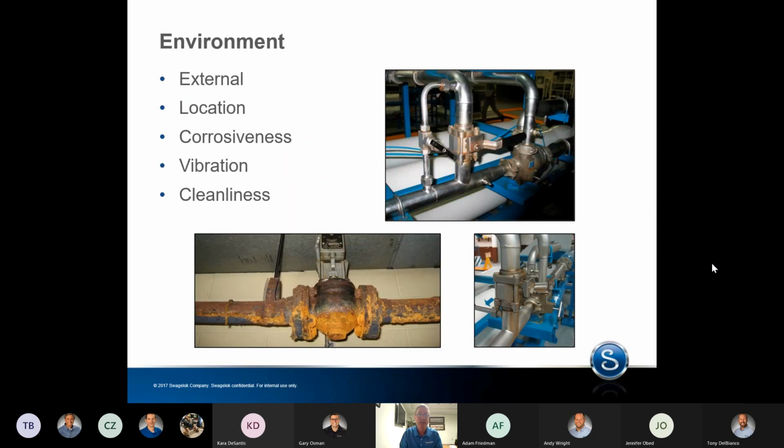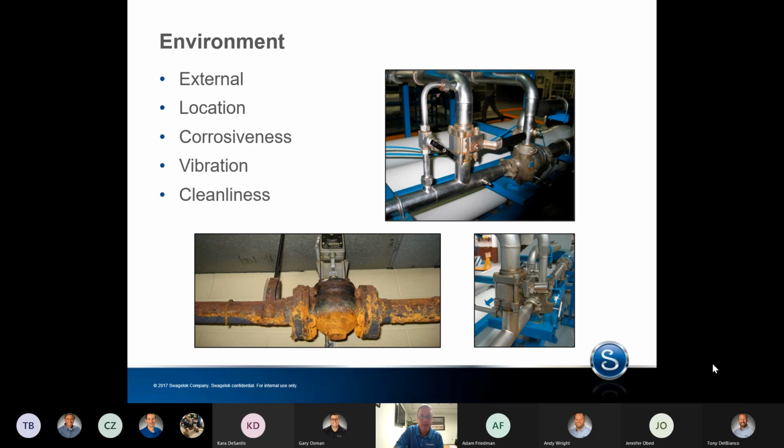The last system parameter we're going to talk about is environment. It's important to consider the physical location of your valve. Will it be in a climate-controlled environment or outside exposed to the elements? The corrosiveness of the environment will also have a major impact on the material selected for the valve. For example, will it be in a saltwater environment like on an offshore oil rig?